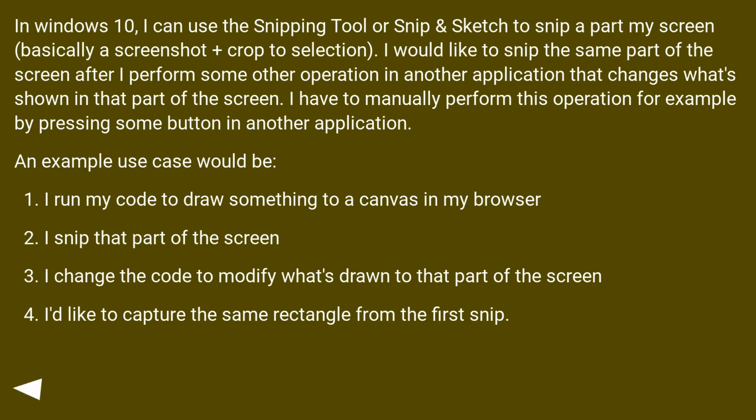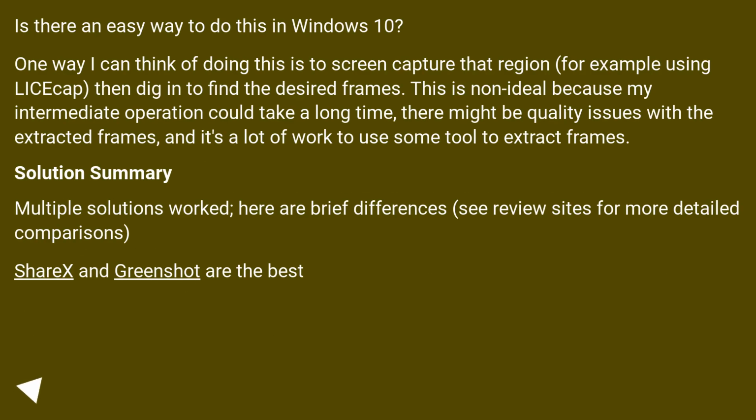An example use case would be: I run my code to draw something to a canvas in my browser. I snip that part of the screen. I change the code to modify what's drawn to that part of the screen. I'd like to capture the same rectangle from the first snip. Is there an easy way to do this in Windows 10?